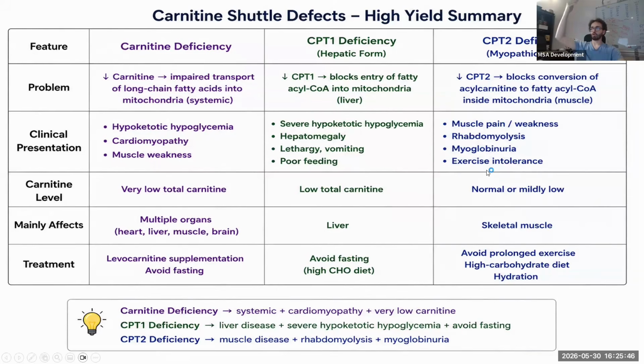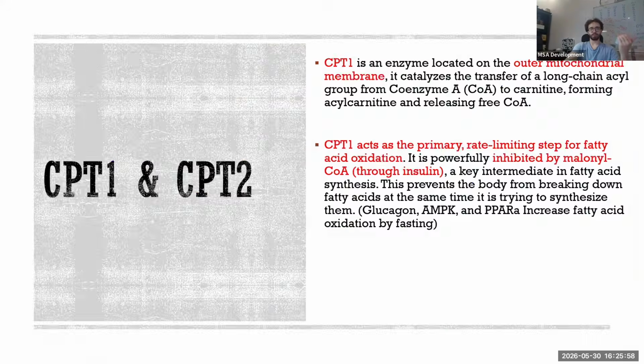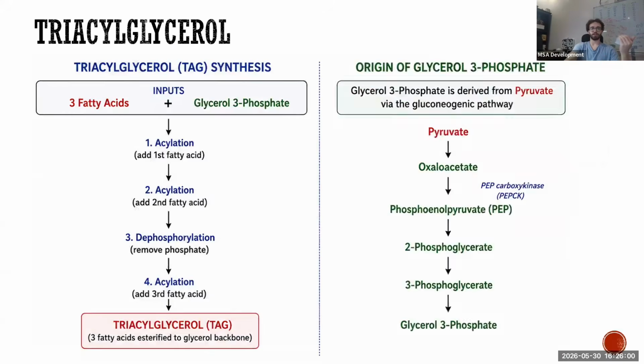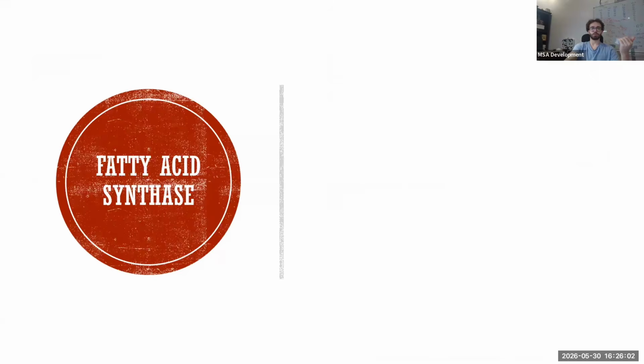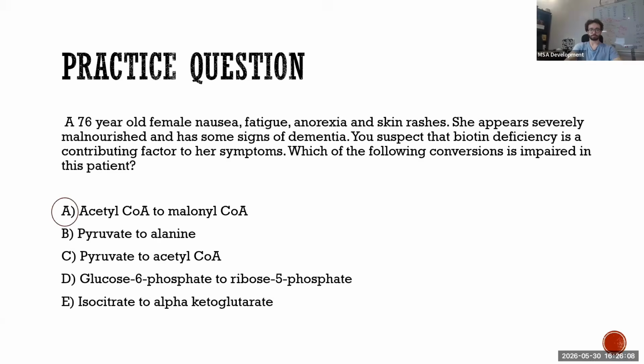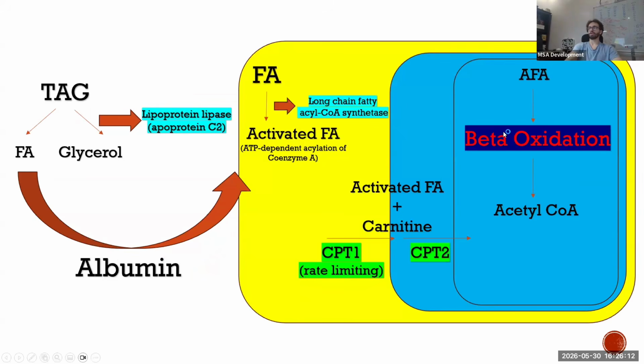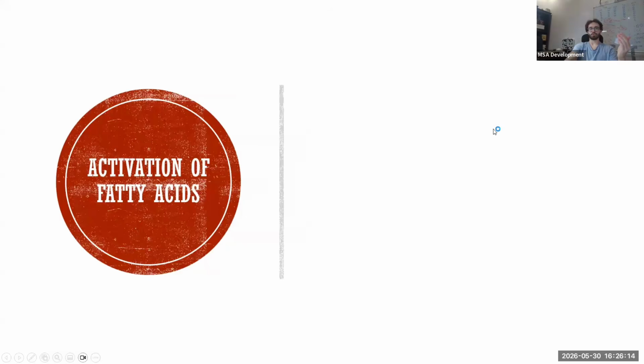If you see a scenario where all of the clinical signs describe muscle weakness, then it's a CPT2 deficiency. Okay? Remember how I told you guys early on, in the first lecture, that we had fatty acid synthase, which does these 4 reactions to make malonyl-CoA into palmitate. The same thing here: this beta oxidation is not very simple. It has its own processes.